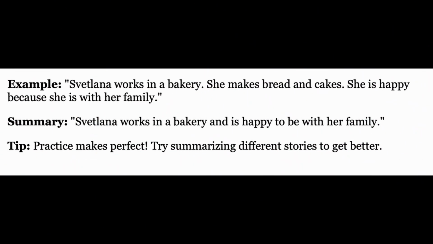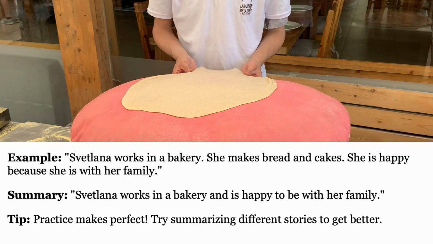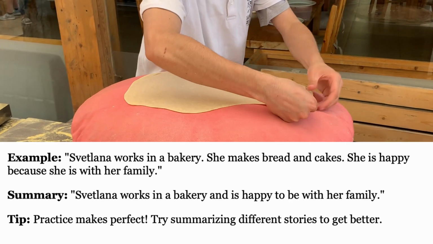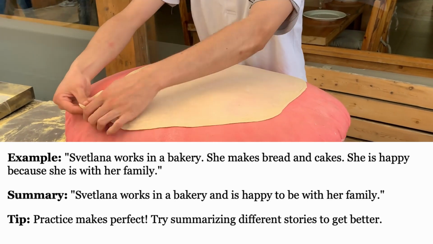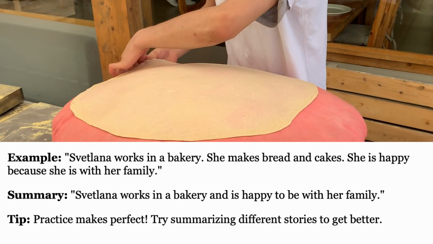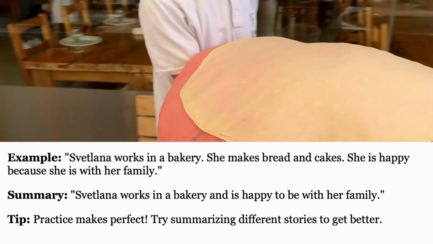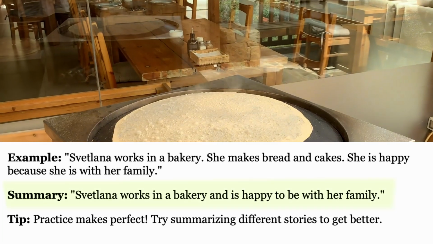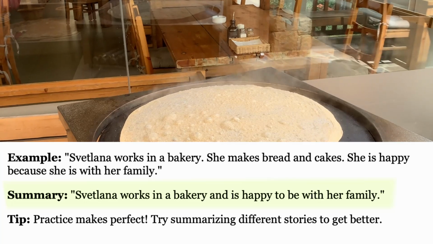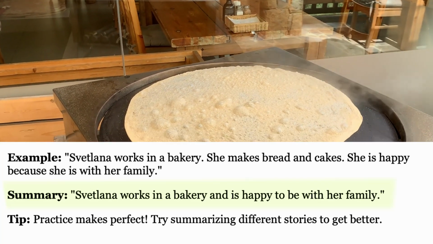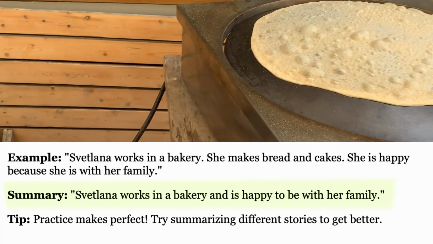Okay, let's look at the example in Activity 14. It reads, Svetlana works in a bakery. She makes bread and cakes. She is happy because she is with her family. So you can write a short summary like this. Svetlana works in a bakery and is happy to be with her family. You can practice this with other stories you read.